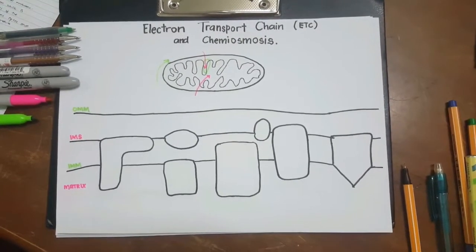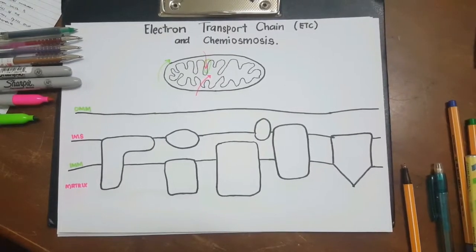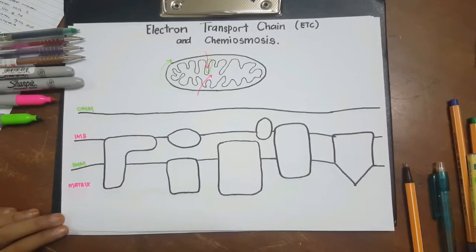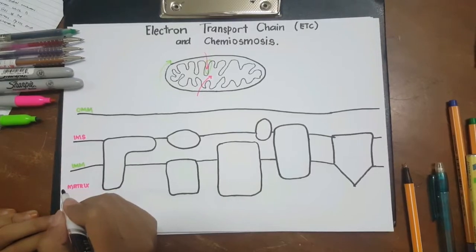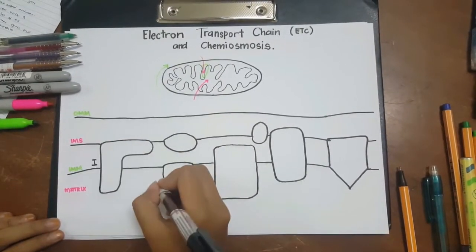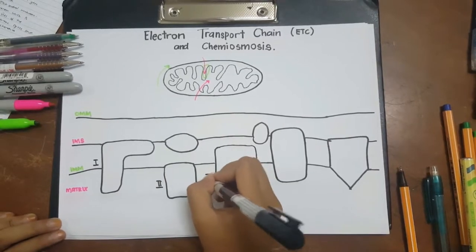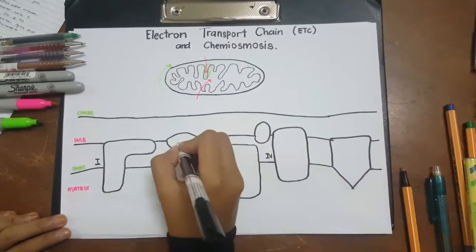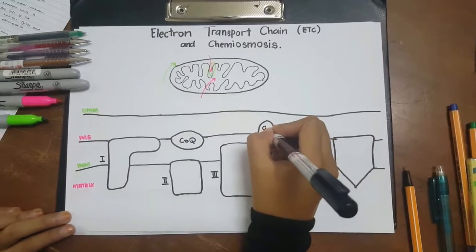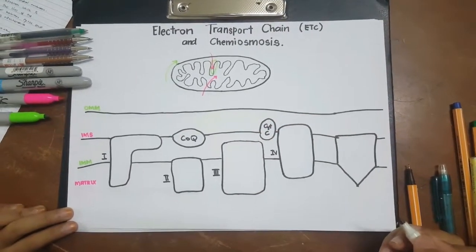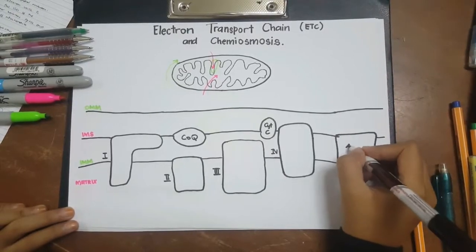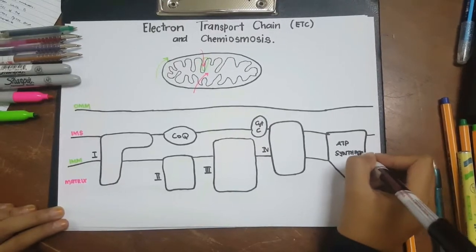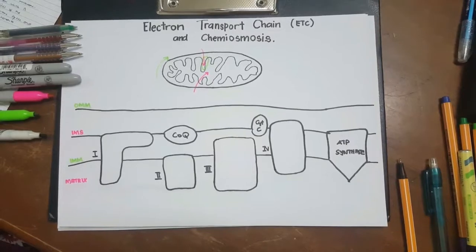So let's look into the components in the mitochondrial membrane that help in the electron transport chain and chemiosmosis. In the membrane, we have the electron carrier proteins, which are complex 1, complex 2, complex 3, and complex 4. The process is also helped by coenzyme Q and cytochrome C. We also have ATP synthase, which helps in the chemiosmosis process. So let's look briefly into the electron transport chain process.